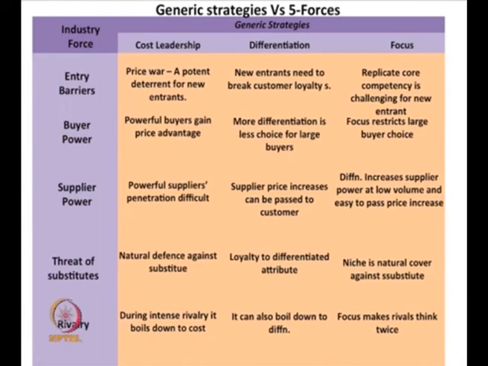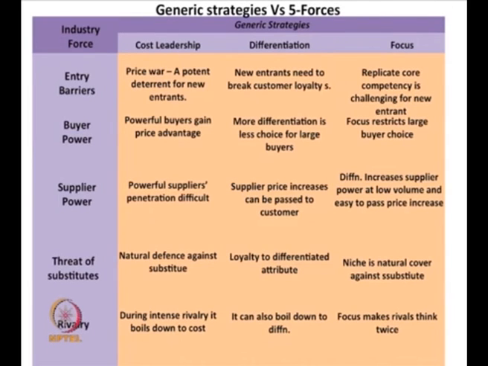From a threat of substitutes point of view, a cost leader can use low price to defend against substitutes, but again it is not long term sustainable. But if I am a differentiator, since I am perceiving this product or service to deliver differentiating attributes, the threat from substitutes is lowered. And if I am focused, since I am already concentrating on a niche market segment, specialized products which require core competencies to deliver the product and service is a natural insulation against any threat from substitutes.